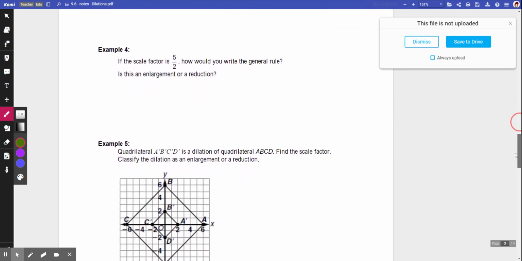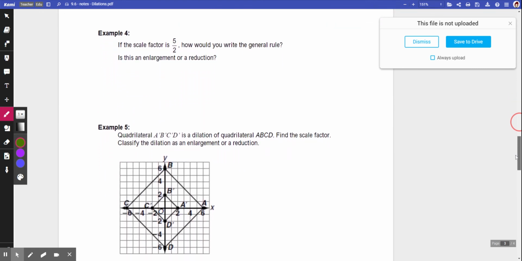And so there's a few more examples in the packet, but I'm going to go over them in a separate video.